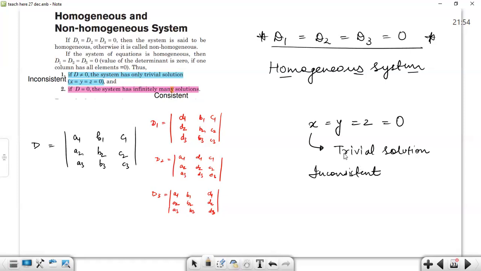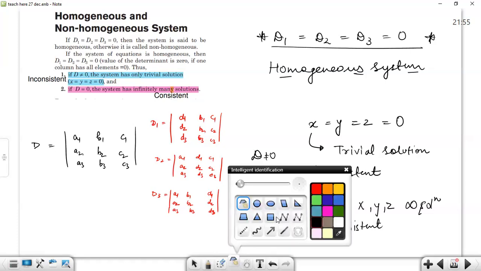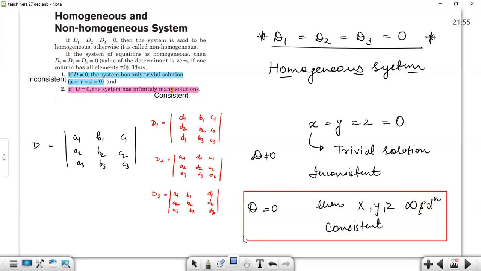And this will happen only when the determinant is non-zero. But when the determinant is 0, then x, y, and z will possess infinite values. Infinite solutions will be there. If there are infinite solutions, the system will be considered consistent. These conditions that I have written on the slide are very important because questions are constantly asked from them in the exam.